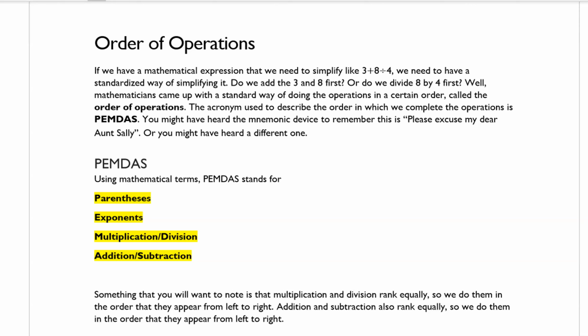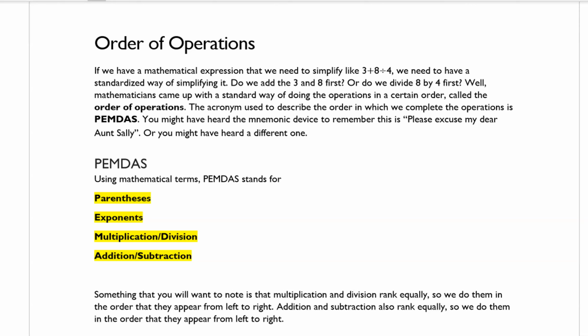Well, mathematicians came up with a standard way of doing the operations in a certain order called the order of operations. The acronym used to describe the order in which we complete the operations is PEMDAS. You might have heard the mnemonic device to remember this as "Please excuse my dear Aunt Sally," or you might have heard a different one. Using mathematical terms, PEMDAS stands for parentheses, exponents, multiplication, division, addition, subtraction.